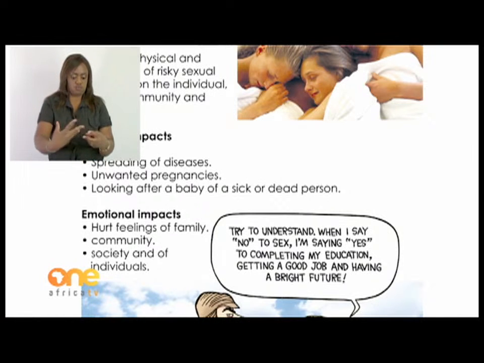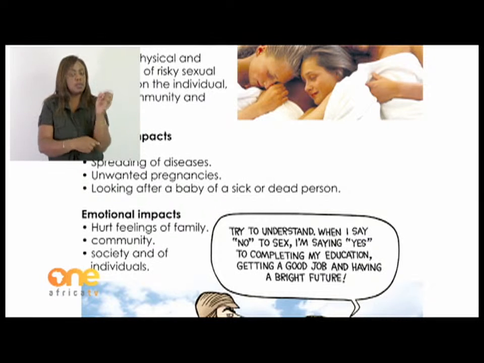And then it also leads to spreading of diseases. You pass the disease to this person and then to the next person, just like that. It also leads to unwanted pregnancies. And another impact is looking after the baby of a sick person. Now, you are sick, so your parents or your neighbors or just your family members have to look after that baby. Or when you have died, people have to look after your children or your baby. It can be the community, yes, or your family members.